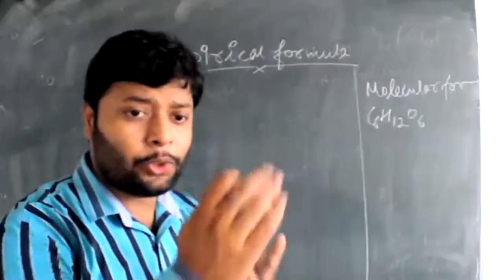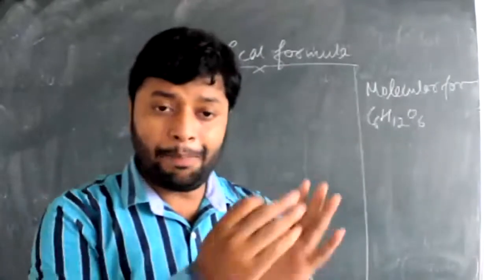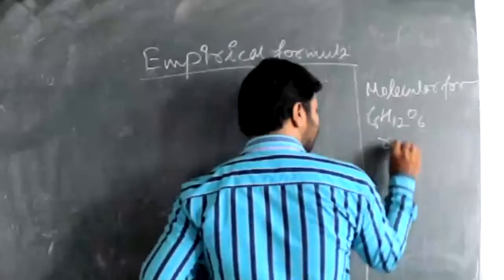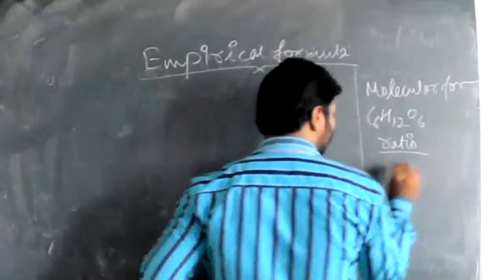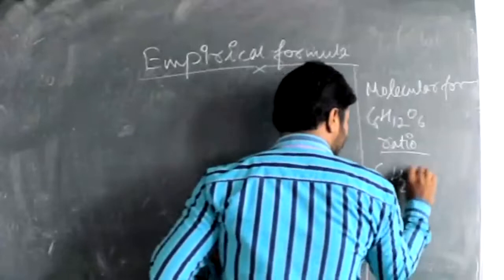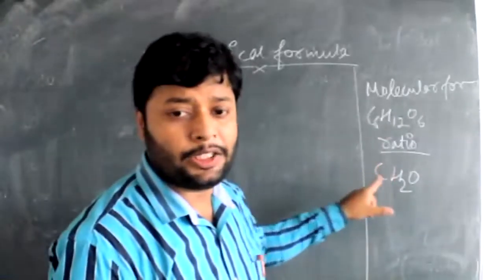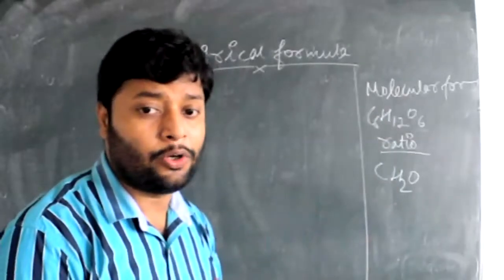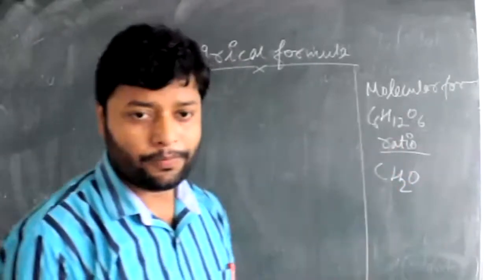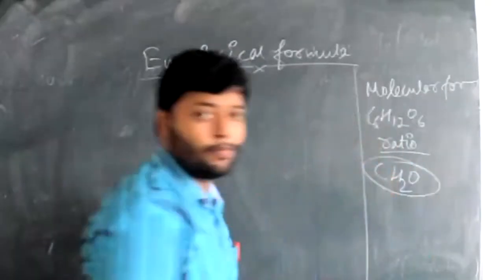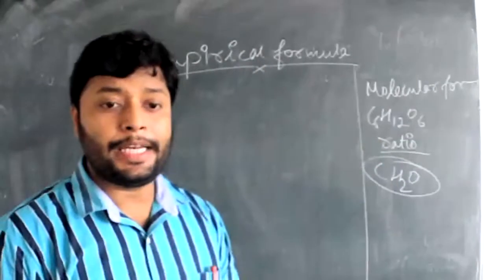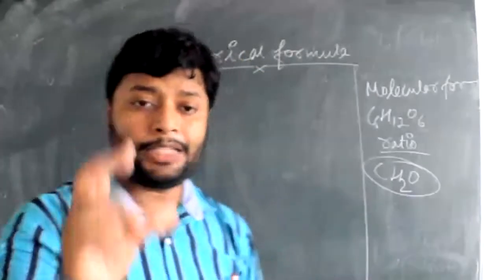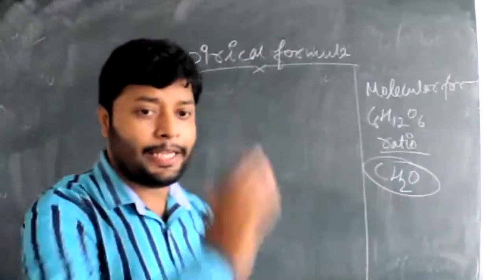But if we go through the simplest ratio of each of the atoms, this is called the simplest ratio of the same formula of glucose. You can see now CH2O. This simplest ratio tells us about the empirical formula. So the empirical formula is all about the simplest ratio of the atoms in any molecule.